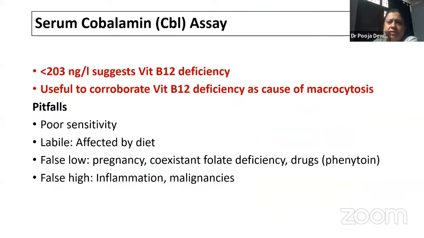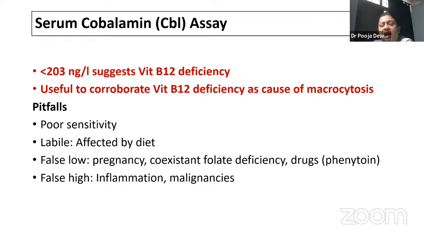So coming to a test which we spoke of before, that is your B12 levels and the folic acid levels. Wherever possible, before starting treatment, you should take a sample for your B12 assay, which we say is cobalamin assay. Based on several studies, the WHO has proposed a cutoff of less than 203 nanogram per liter as suggestive of B12 deficiency. So based on this alone, it is not important to make a diagnosis.